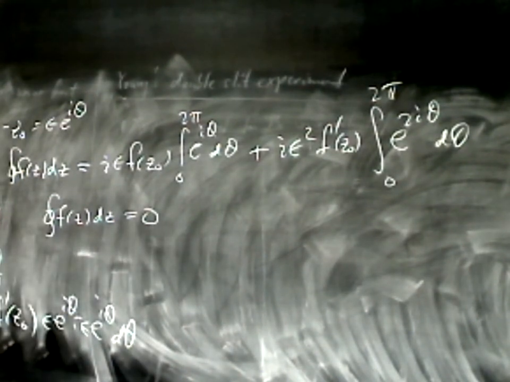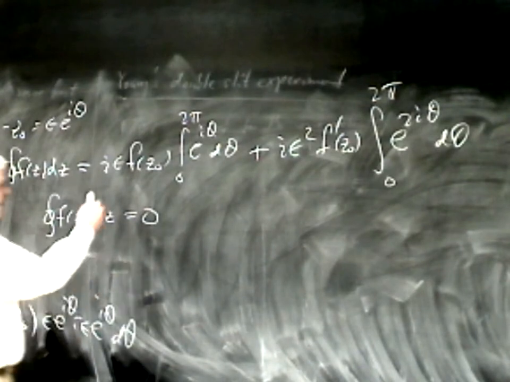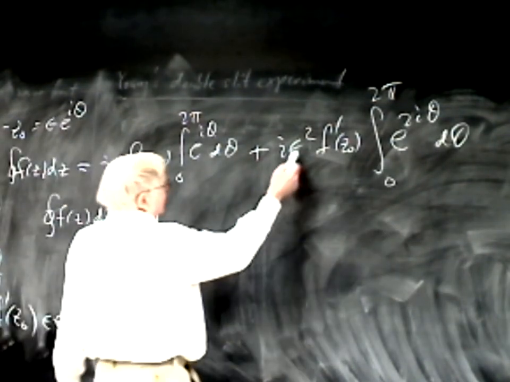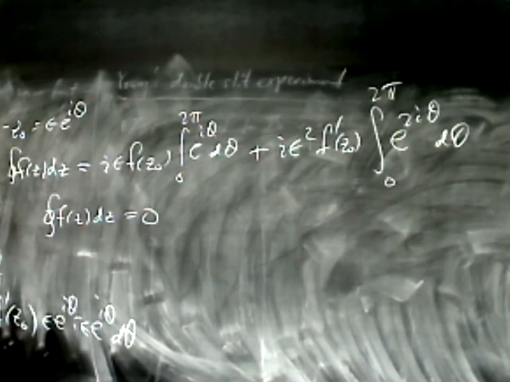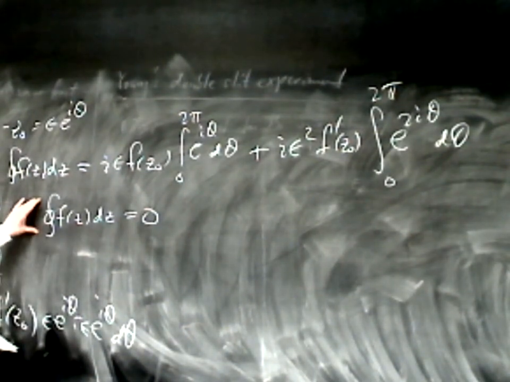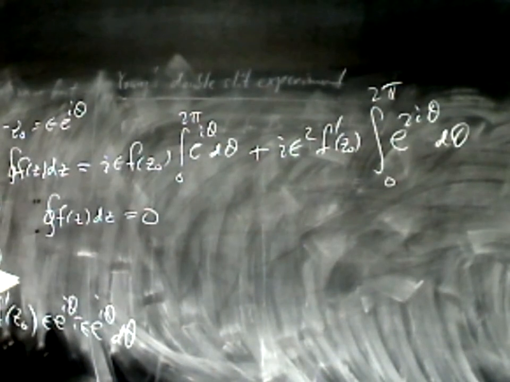Now, truth be told, we've only actually proven this to order epsilon squared. It could be that if we included more terms in this expansion for f of z, then something might show up that's non-zero, but in fact, it isn't. It's exactly zero. So anyway, the integral is zero, at least to order epsilon squared, and in fact, it's exactly zero.